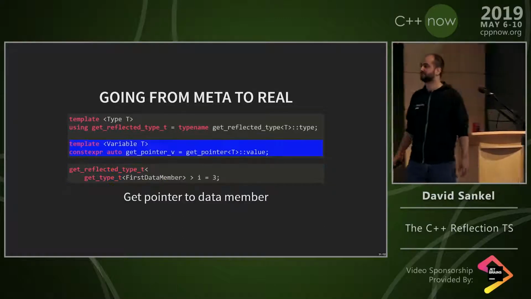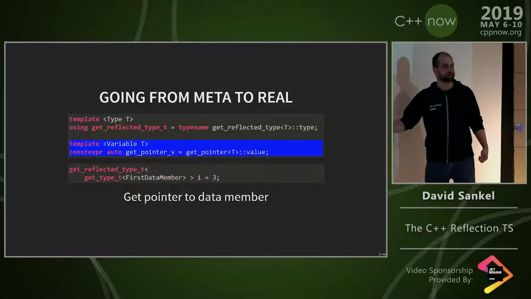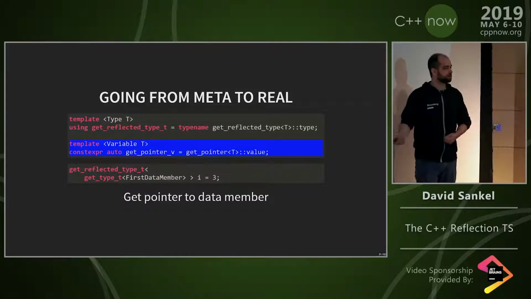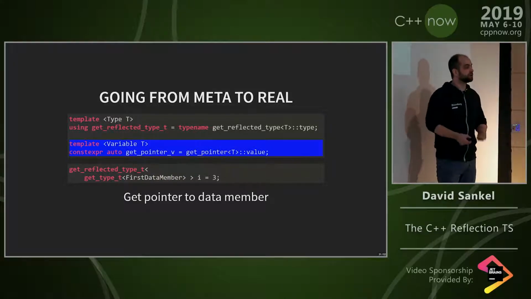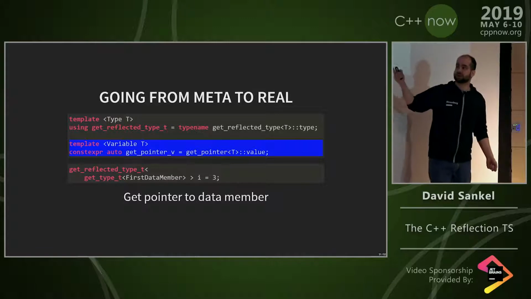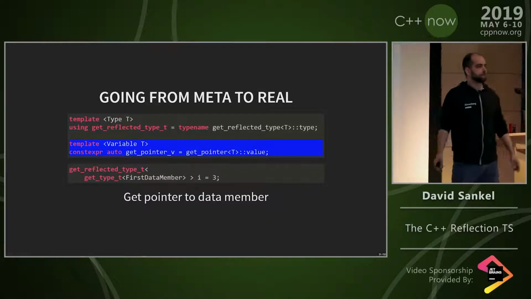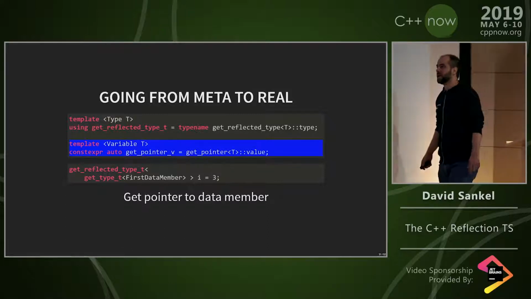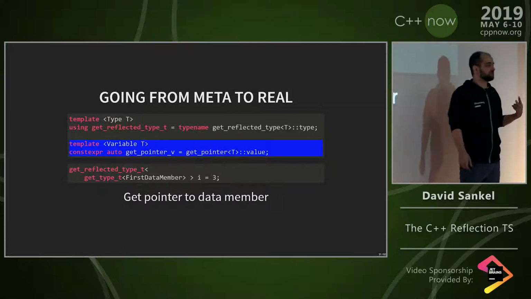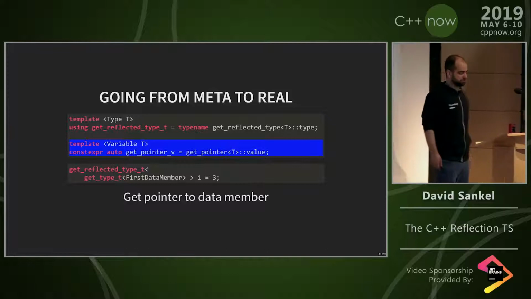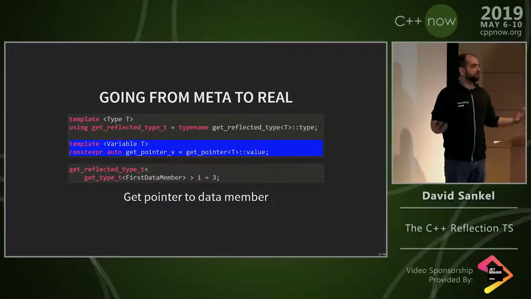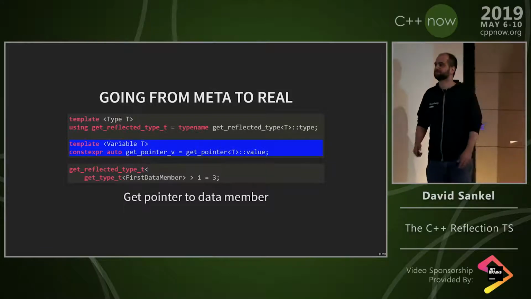Pretty basic. We also have the ability to get pointers to data members. If you reflected on a data member and you want to get the pointer to that data member, you can use get pointer v to get a pointer out of it at compile time. And it turns out with just these two ways of unreflecting, so to speak, you can do a tremendous amount of things.